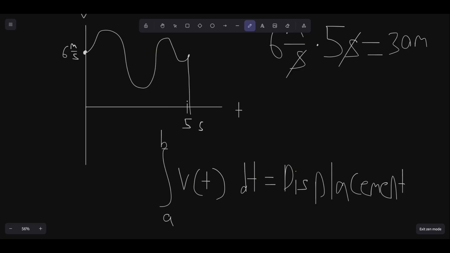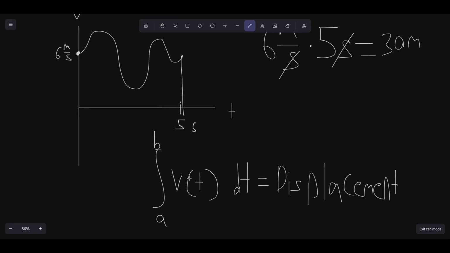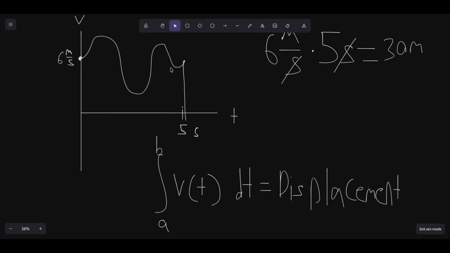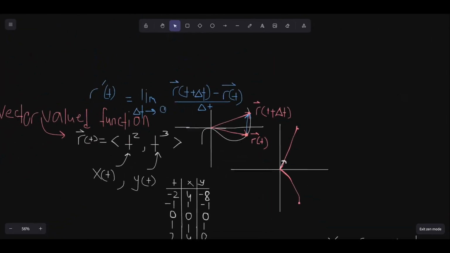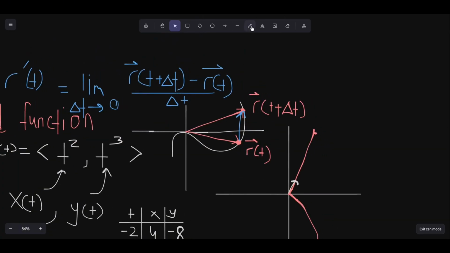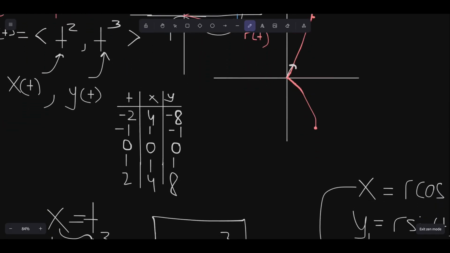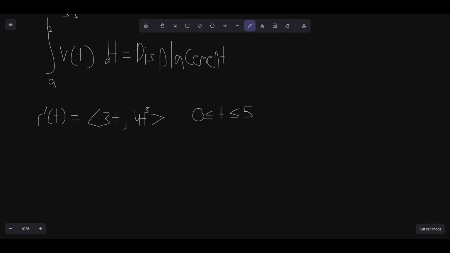Now, this is a little bit different for a vector valued function. The idea is the same, but if you're dealing with a vector valued function, then as a result you're going to get a velocity vector. If we think about the derivative, maybe the slope of this tangent line, instead of that you're going to get a vector. So instead of just a regular scalar quantity, you're going to get a vector that represents your displacement. So let's do that. We want to find the total displacement for this vector valued function.